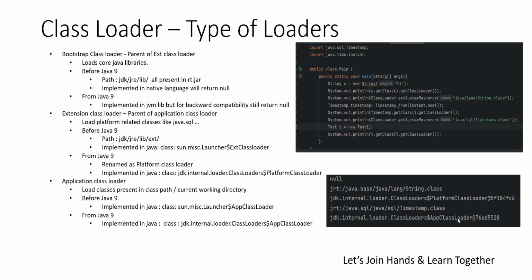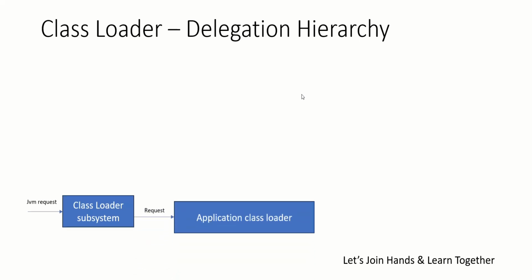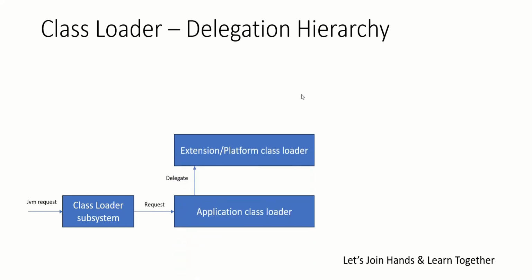Now we understood which class loader is responsible for loading which class. Which has a higher priority, we should know. That is where we need to know the delegation hierarchy algorithm. To understand it, first the JVM requests the class loader subsystem to load a particular class. The class loader subsystem will send this request to the application class loader. Then the application class loader won't search in the application class path. It will delegate this request to its parent, the extension class loader or platform class loader.